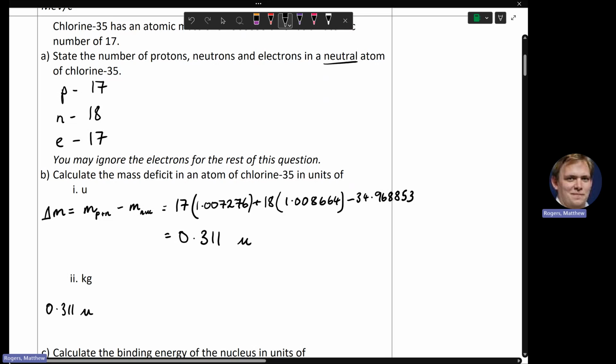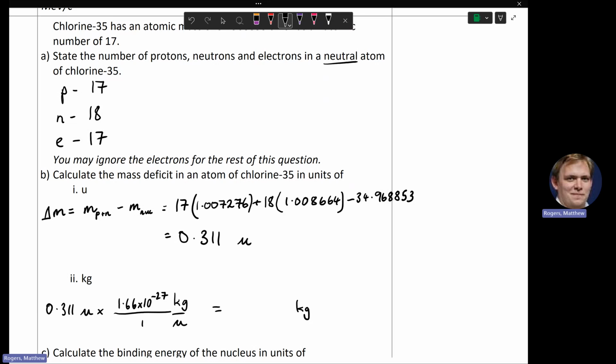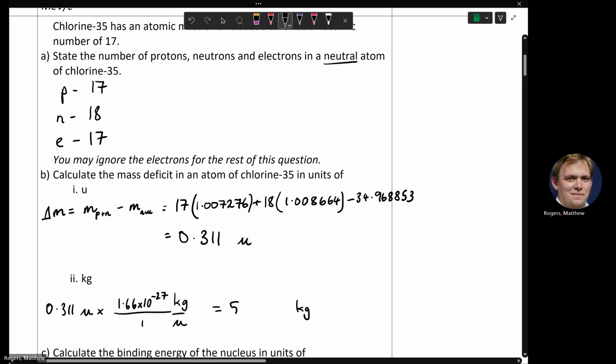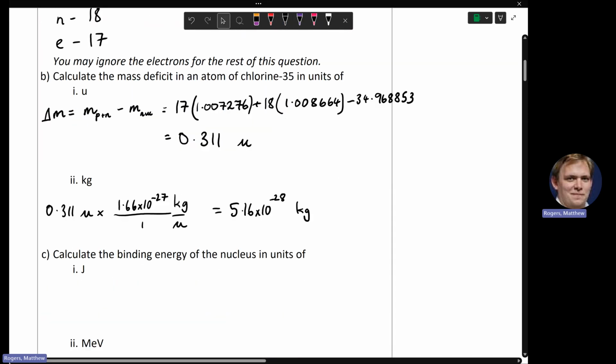So the 0.311 u, and then we want to write it in kilograms. So we need to multiply it by a conversion factor, which is the number of kilograms per u. Our conversion factor is that 1 u is 1.66 times 10 to the minus 27 kilograms. Again, we could put extra significant figures in here, but because we're only going to quote the answer to 3, we don't need to. That gives us a value of 5.16 times 10 to the minus 28 kilograms.